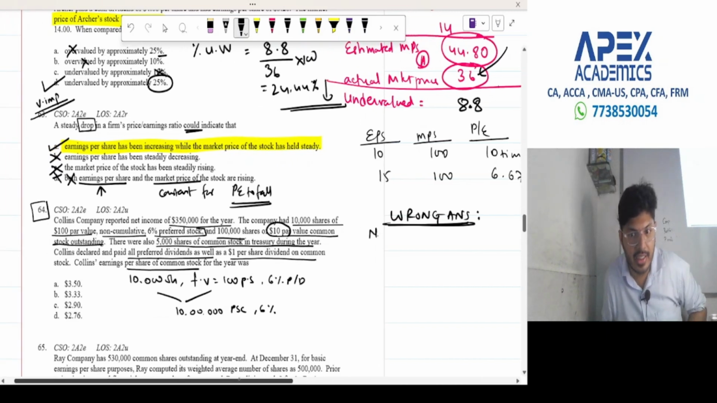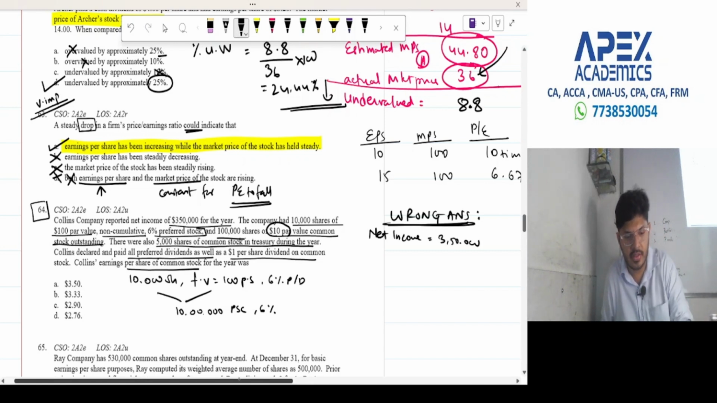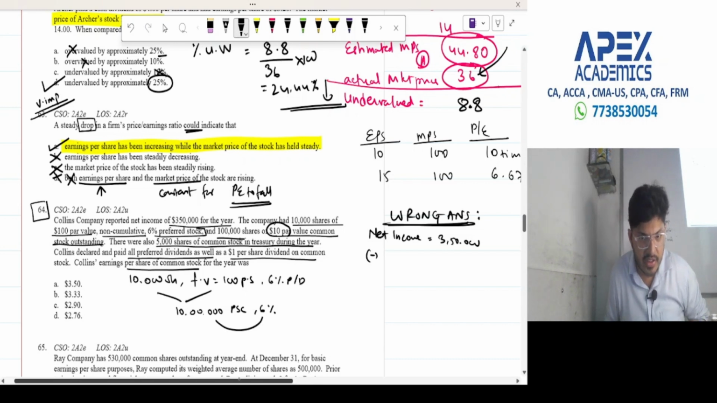See, what is the net income? The net income is 3,50,000. From this I will subtract my preference dividend. My preference dividend is 6% multiplied by 10 lakhs. Therefore, preference dividend is equal to how much? 60,000. Any doubts about this? Yes or no? Please tell me.